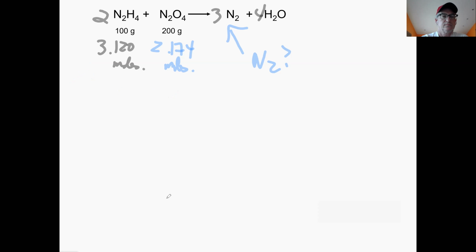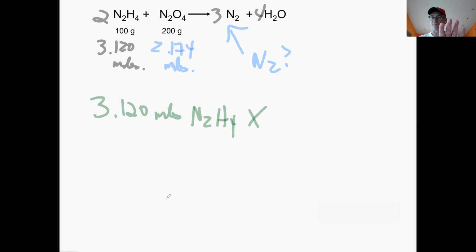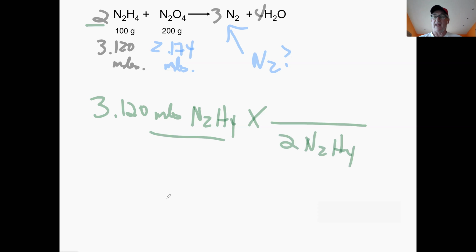The molar ratio is 2/3. What we want to do is convert hydrazine to nitrogen, and we do that in terms of the balanced reaction. I start out with my moles of hydrazine, and I divide by moles of hydrazine. How many moles? 2, because that is from my balanced reaction. How many moles of product am I going to make? 3. That's from the balanced reaction. So for every 2 moles of hydrazine, I make 3 moles of nitrogen.